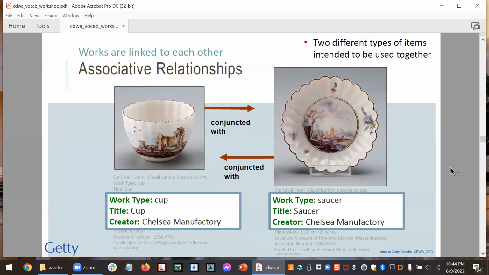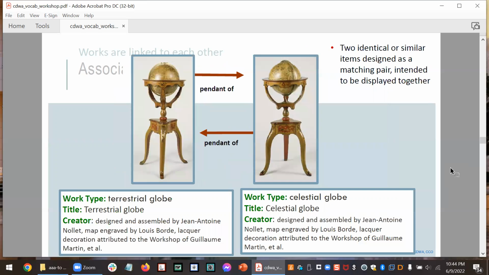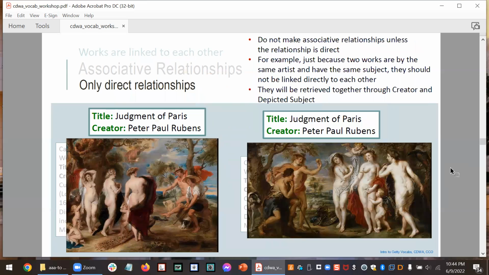Here's another example of associative relationships, a cup and saucer from that tea set. Maybe the museum wants to catalog them separately, and then you can link them, conjoined with maybe. Sometimes works are made to be displayed together, like a pendant of a terrestrial globe and celestial globe here. It might be useful to link them. But these should only be direct relationships.